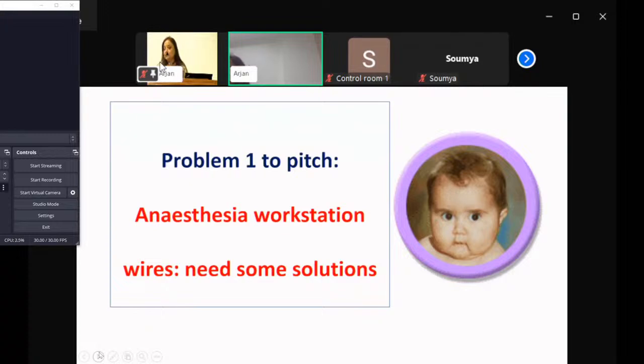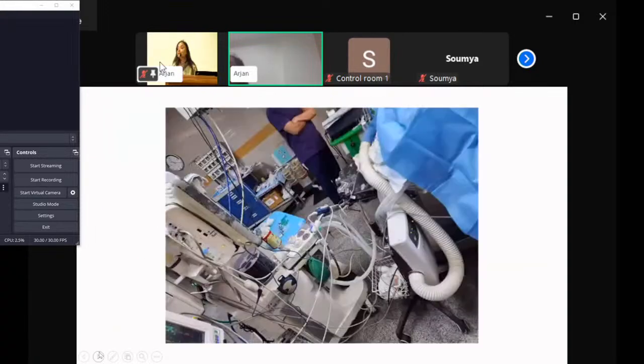Since the time I started my anesthesia practice, the one thing which has bothered me hugely is the anesthesia workstation wires, and we definitely need some solutions. I won't explain too much, only 2 minutes, just to show you a few pictures. This is what our anesthesia workstation with the patient looks like. According to the American Society of Anesthesiologists and the Indian Society of Anesthesiologists, there is minimum mandatory monitoring required. Over here, you see the anesthesia workstation. This is the big anesthesia workstation.